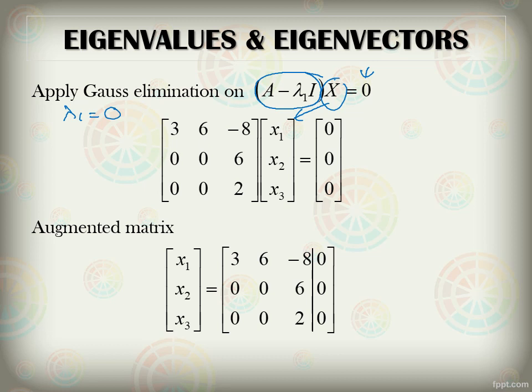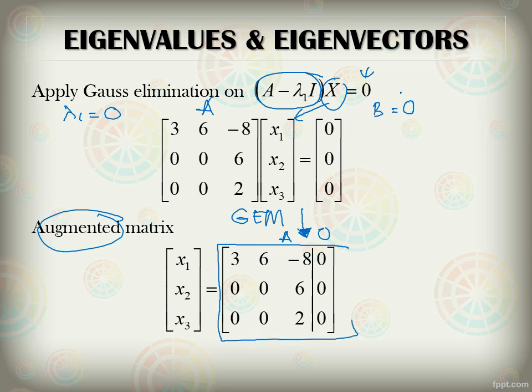To apply the Gauss elimination method, you need to rewrite this matrix form into the augmented matrix of A and B, where our B here, as I mentioned before, is our zero matrix. So 0, 0, 0. This is A, this is the zero matrix. So write in the augmented form of this. Start from here.